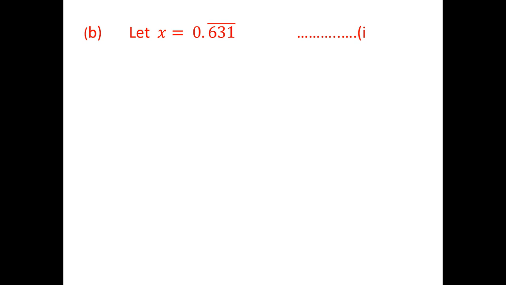Now let us start our second part, 0.631 bar. Again, we take it equal to x. Let x equal 0.631 bar. Mark it as equation 1. Now we multiply both sides by 1000 because in 631, 3 digits are repeating again and again.